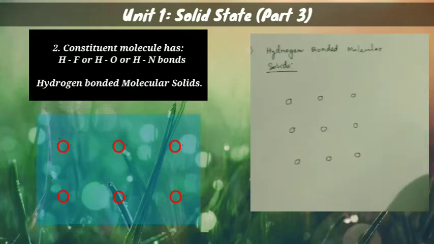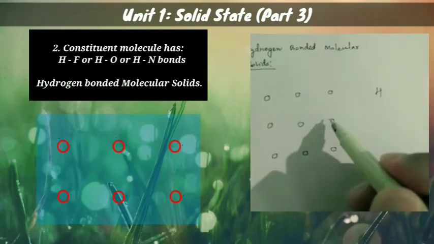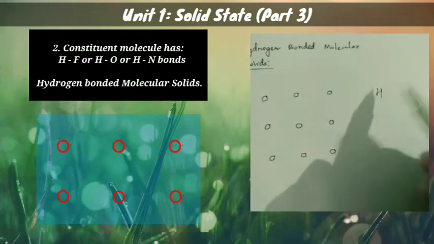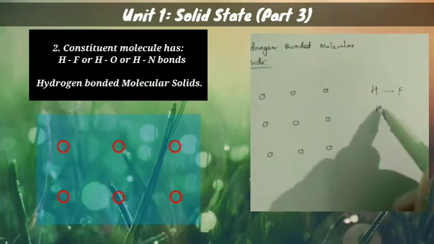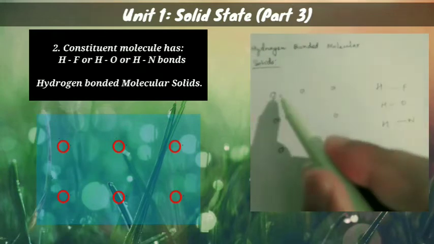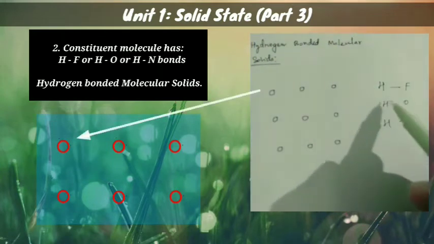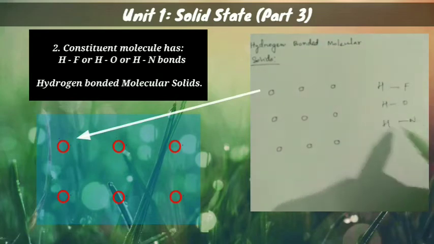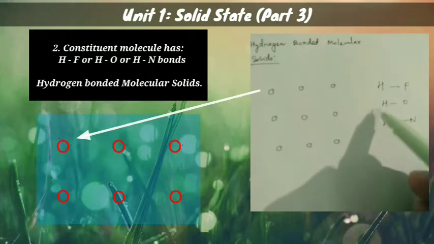But those molecules must have a hydrogen which is bonded with fluorine, oxygen, or nitrogen. That means the molecule must have any one of these three bonds. Maybe this bond may be present, maybe this one, or maybe this one.